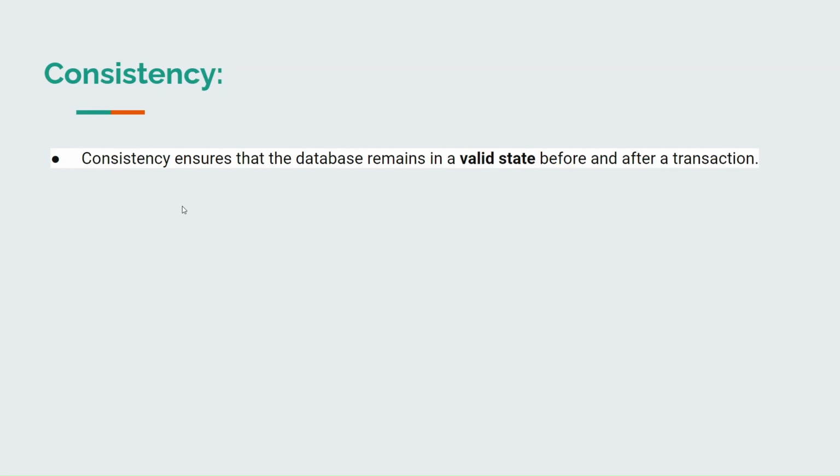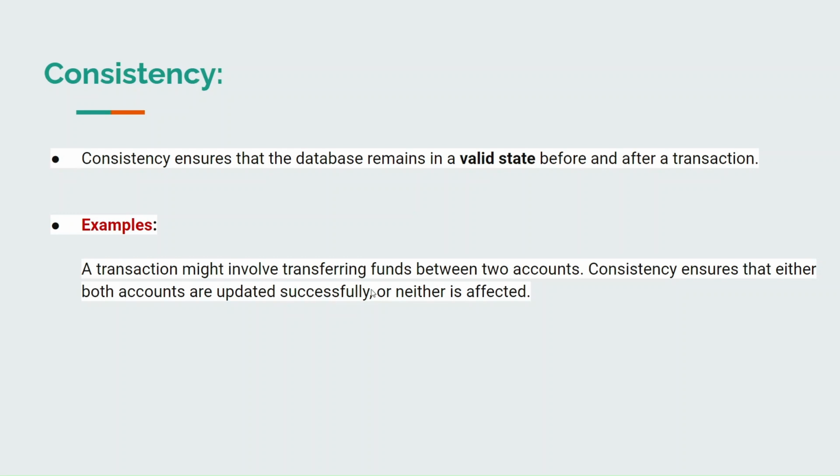The second property we talk about is consistency. This guarantees that a transaction moves the database from one valid state to another valid state. The database enforces data integrity rules and constraints to maintain consistency. Let's take an example. A transaction might involve transferring funds between two accounts. Consistency here ensures that either both accounts are updated successfully or neither is affected. Another example could be that if a student enrolls in a course, the total number of enrolled students should match the course capacity. In this way, we make sure that the database is always consistent.